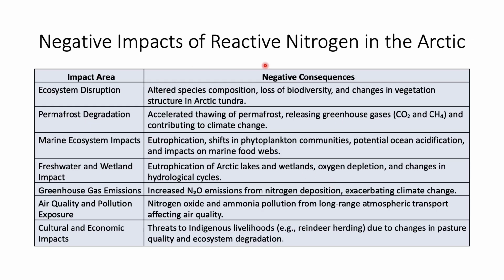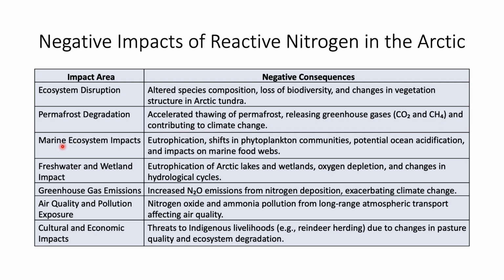So what are the negative impacts of reactive nitrogen in the Arctic, because we are going to look specifically at the Arctic region. So what are the impact areas? The first one is ecosystem disruption. So how does it affect? It affects species composition, causes loss of biodiversity, and changes in vegetation structure in the Arctic tundra. How does it affect permafrost degradation? It accelerates the thawing of permafrost, releasing greenhouse gases like carbon dioxide and methane, and contributing to climate change.